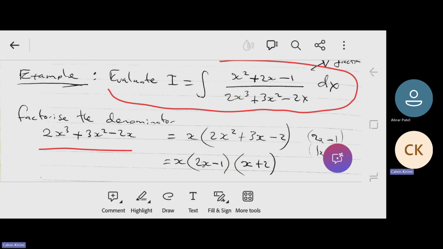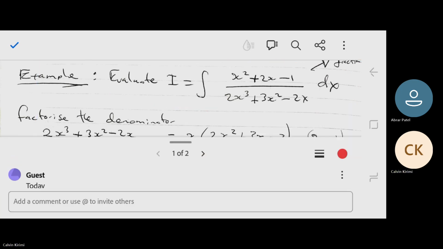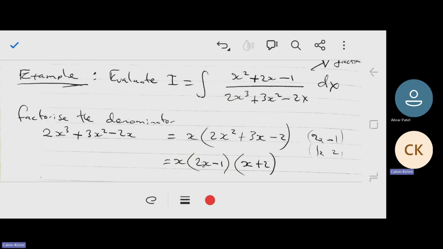So if you are given an integral I equals the integral of x squared plus 2x minus 1 over the denominator 2x to the fourth plus 2x cubed plus 3x squared minus 2x. So first of all, you must factorize the denominator. That is the hint when you are integrating by partial fractions.